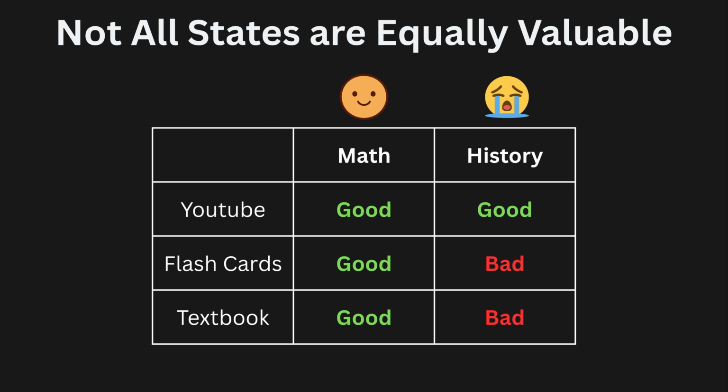So those are the states that I have. And there's three different ways that I can actually study for these classes: YouTube, flashcards, and a textbook. Now, when it comes to math, I'm already pretty good at it, right? When it comes to studying math, it doesn't really matter what method I pick. I could pick YouTube, flashcards, or a textbook, but no matter what action I select to study for math, I end up always doing good, right? So it doesn't matter. And this is where you can start to see there's a little bit of a difference.